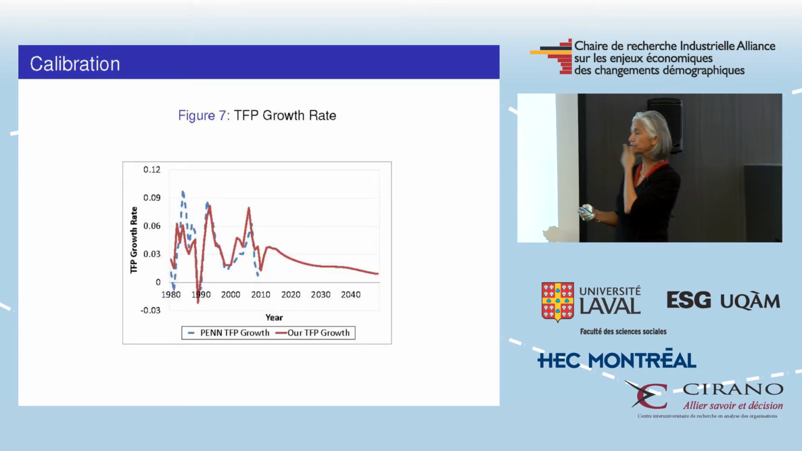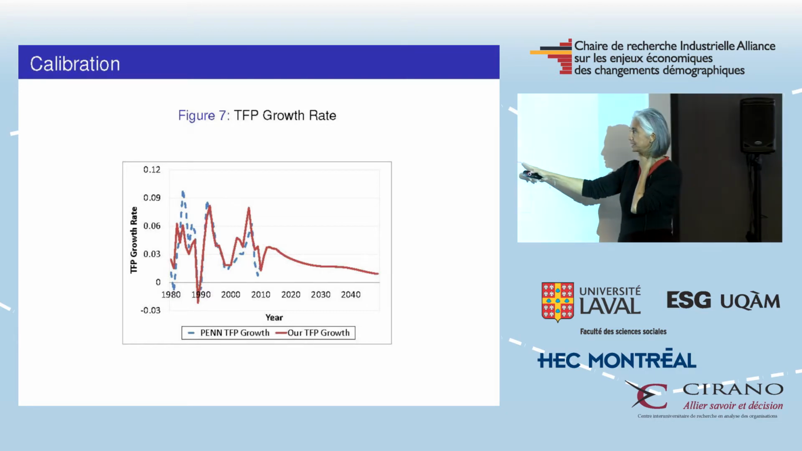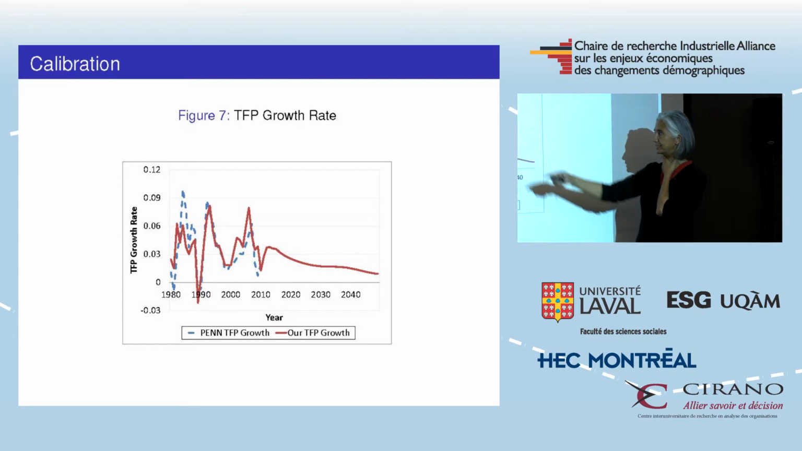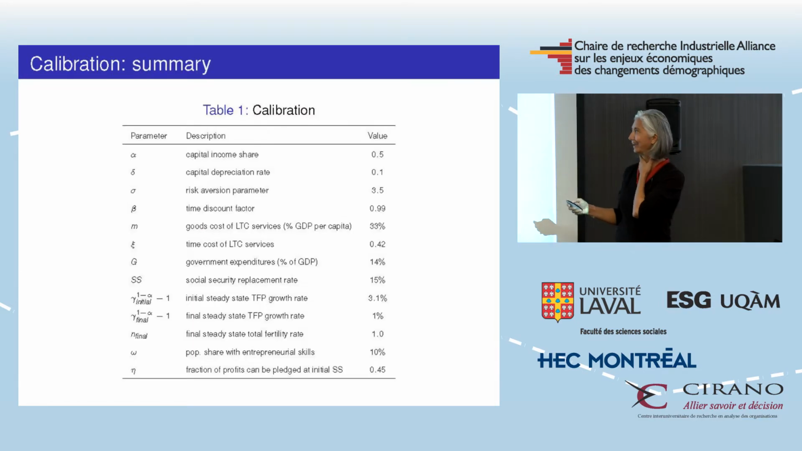I also wanted to show you the TFP growth rate that gets fed into this model. The red one is the one we have calculated. The blue one is the Penn World Tables. I like mine more, so we used mine.